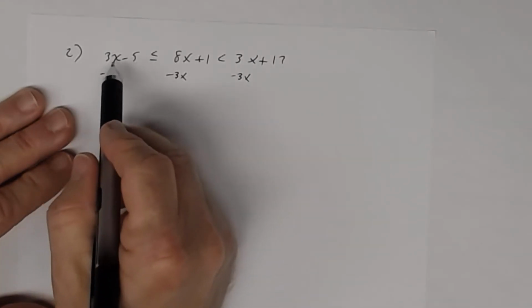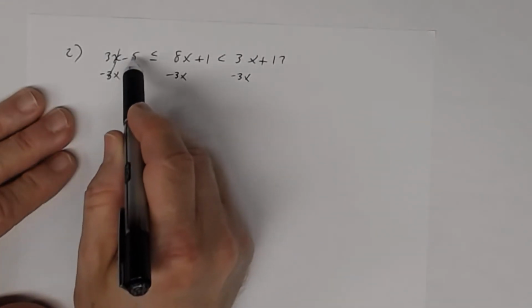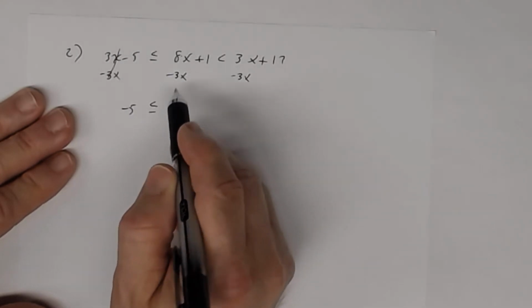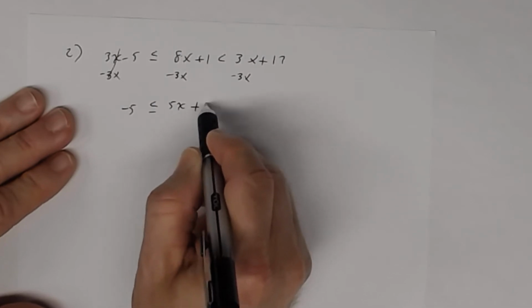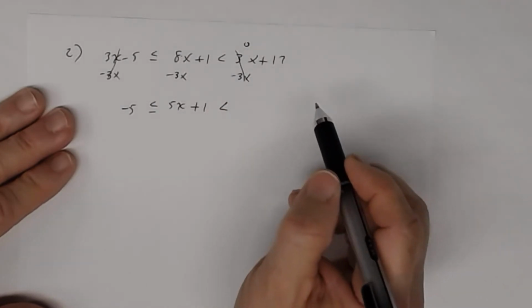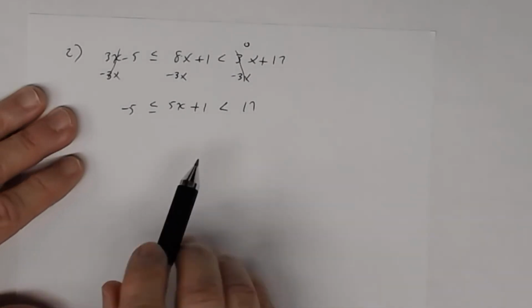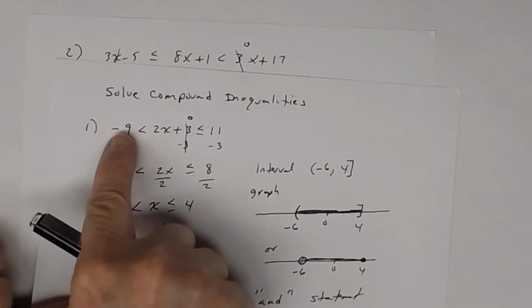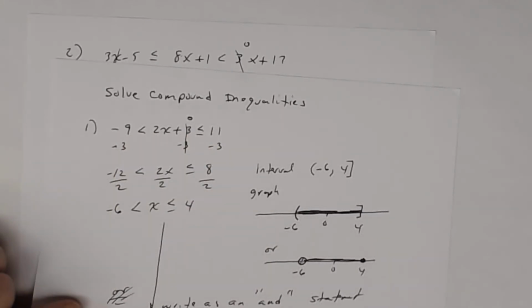And so when I combine like terms, 3x minus 3x is 0, so I'm left with negative 5 is less than or equal to 8x minus 3x is 5x, plus 1 is less than the 3x's cancel out, so that's 0. You're left with 17. And now notice this right here looks just like number 1. See that? Just like number 1.